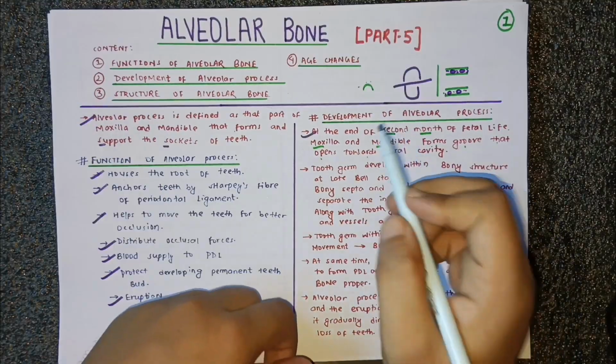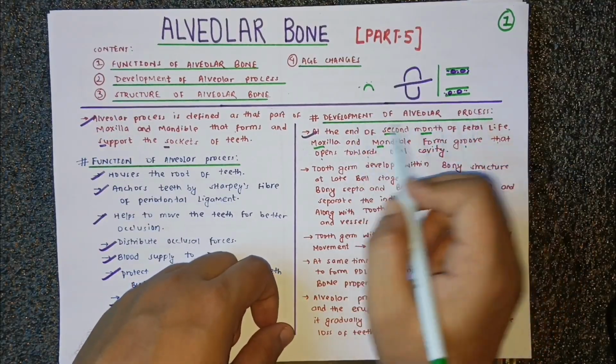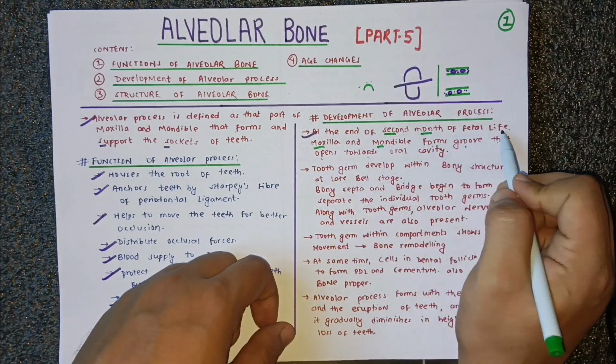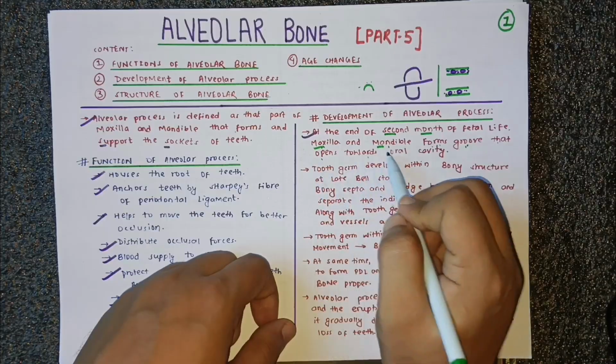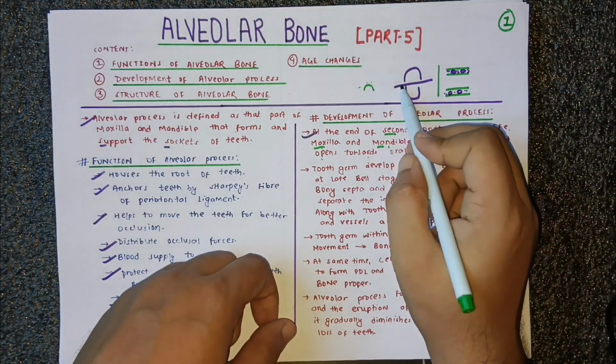Now, in the development of the alveolar process, at the end of the second month of fetal life, the maxilla and the mandible form a groove that opens towards the oral cavity. This is the midline.